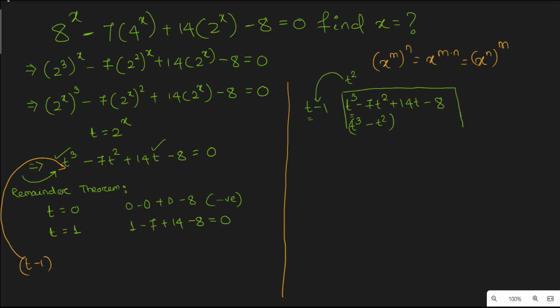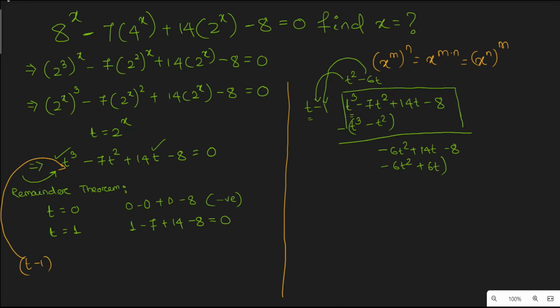Then we have to subtract this from this one. t cube minus t cube is 0. Minus 7t square minus minus t square, it will become minus 6t square plus 14t minus 8. Now we have to divide minus 6t square by t and the answer is minus 6t. So it will become minus 6t square. Then when you multiply minus 6t with minus 1, it will become plus 6t.